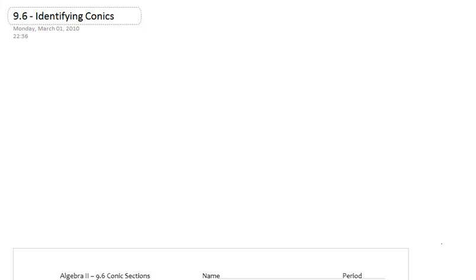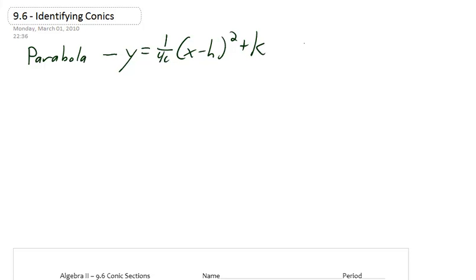Okay, class, today we look at all the different types of conics that we have done. There are 4 conic shapes that we have graphed, 4 distinct ones. We started with the parabola, and for the parabola we had 2 general forms of the equation. We had y equals 1 over 4c times (x minus h) squared plus k. This would be for an up-down parabola.